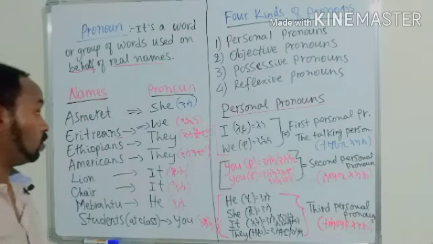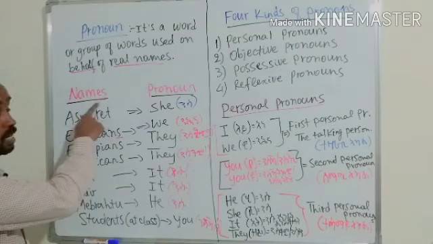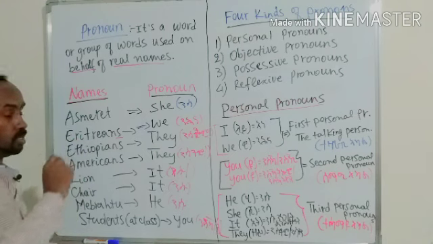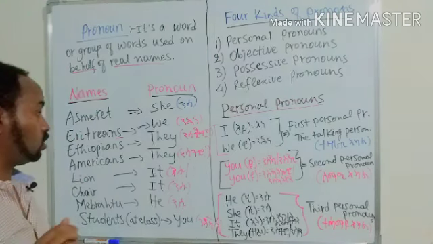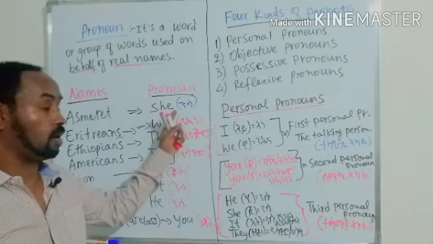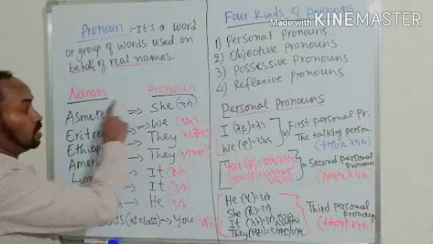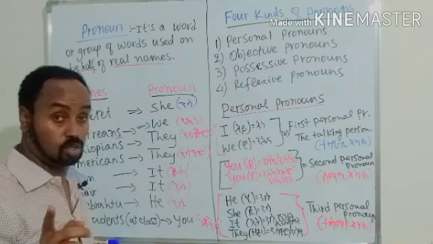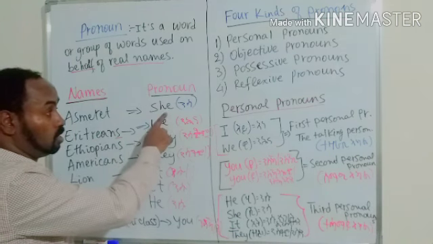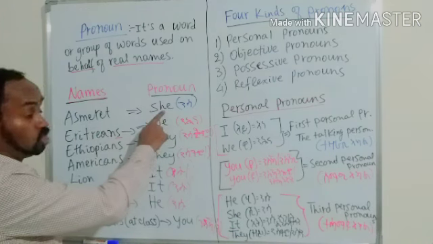And therefore today we're going to see the real names, for example, like this one. Asmera. Asmera stands for she, okay? She. This is the pronoun. This is the real name, but this is the representation. If we say Asmera, it means Asmera can be represented by she.